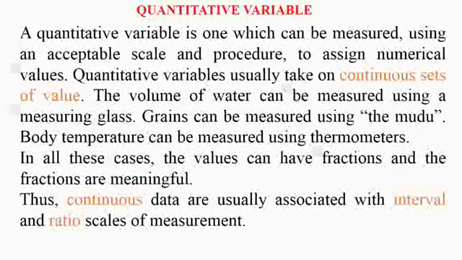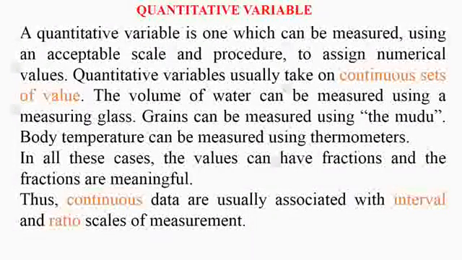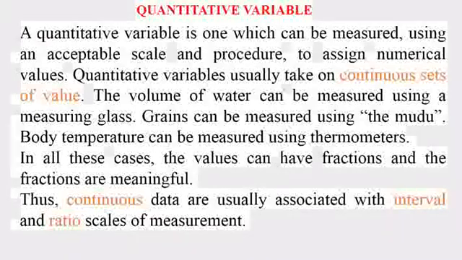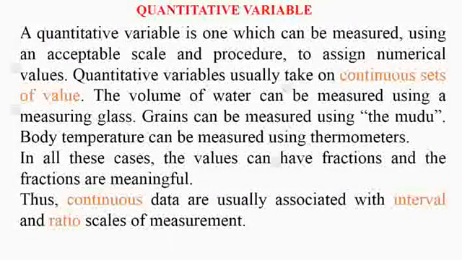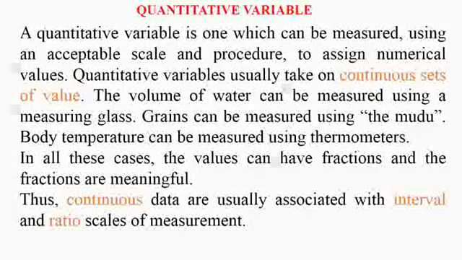But when we talk of quantitative variable, a quantitative variable is one which can be measured using an acceptable scale and procedure to assign numerical values. Quantitative variables usually take on continuous set of values. Value changes with time. The volume of water can be measured using a measuring glass. Grains can be measured using the mudu. Body temperature can be measured using a thermometer.